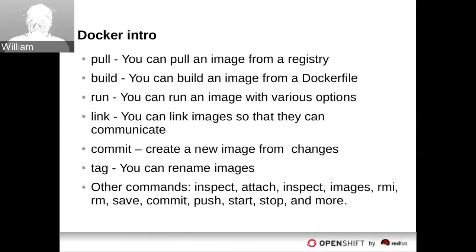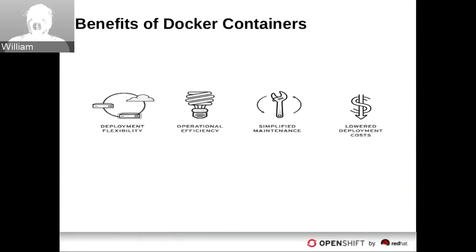But we can also inspect images, and it gives us metadata about it. We can attach to a running image that maybe we are detached from. We'll show that in a while. We can inspect, I already inspected an image. We can list the images that we can see. We can remove images. We can remove containers. We can save images. It's not like a commit. Save is where it wraps it up in a tar file. We can push up to a registry. We can start and stop, and there's many more commands.